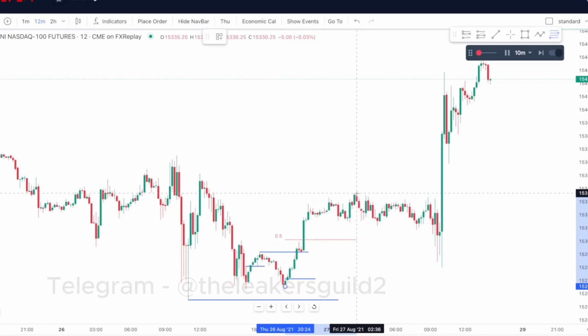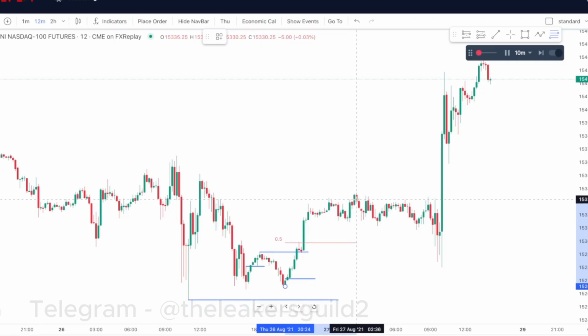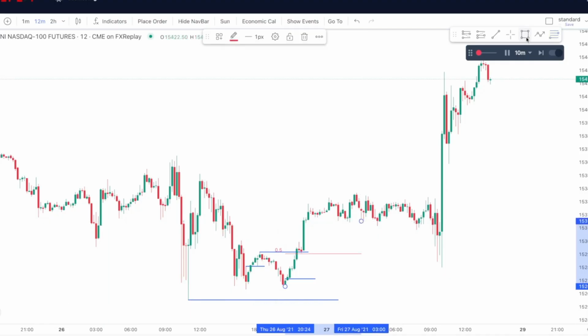We close above that so we don't count that one. Okay, let's reset. We got a high up here, we close below it. Valid high, we put a low in, we close above it, and then we can't get up here. So this one right here is our failure. So we got our anchor from here to here.